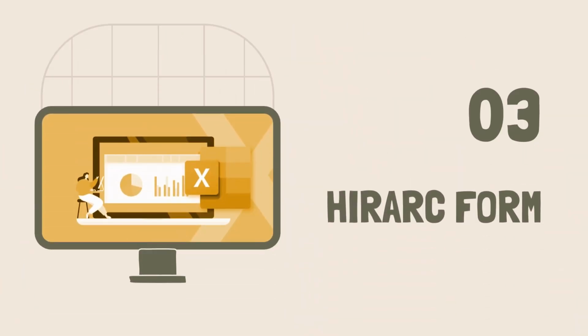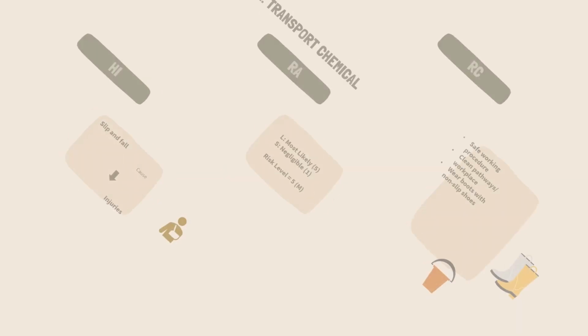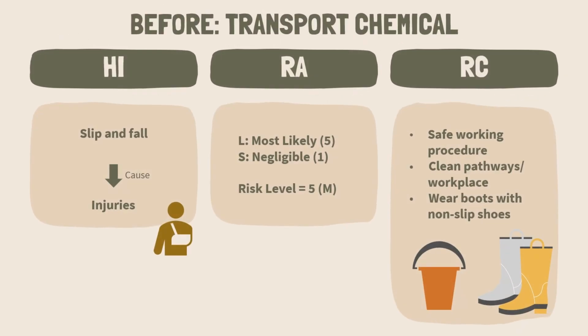Move on to the HIRARC form, especially before the activity involving the transportation of chemicals. Chemicals are brought from the factory to the plantation, and it could cause chemical spillage, which leads to skin corrosion. This is most likely to happen, and it is a serious issue to human health. The risk control that should be taken into consideration is workers must wear PPE and use suitable carts with high edge.